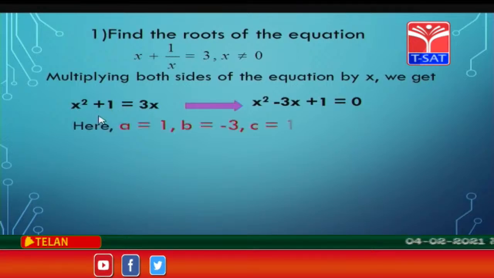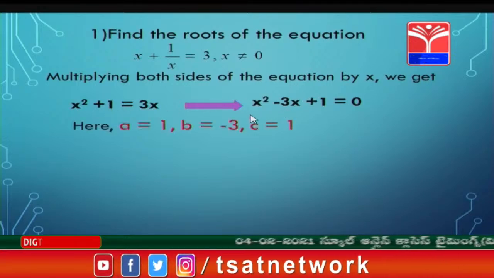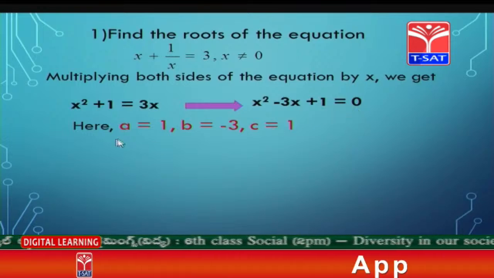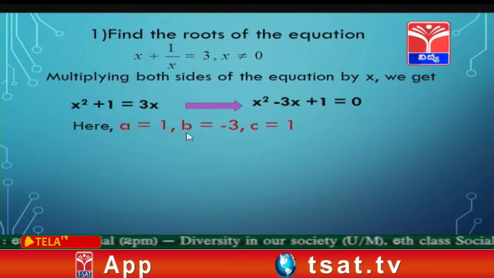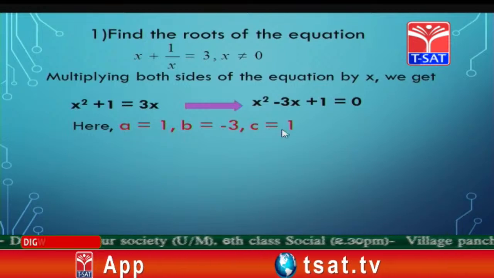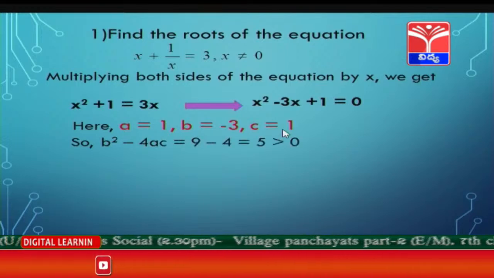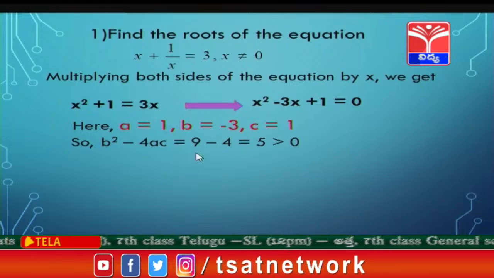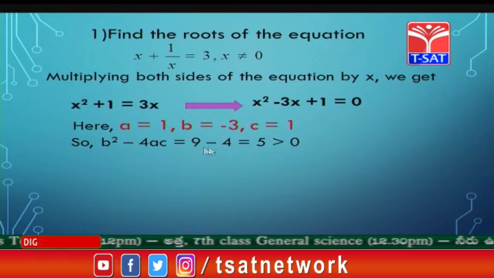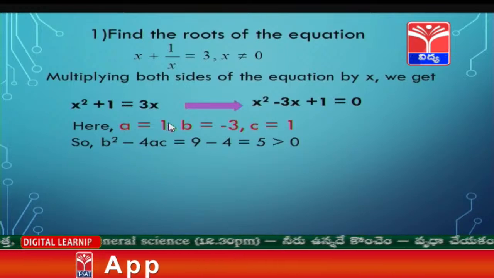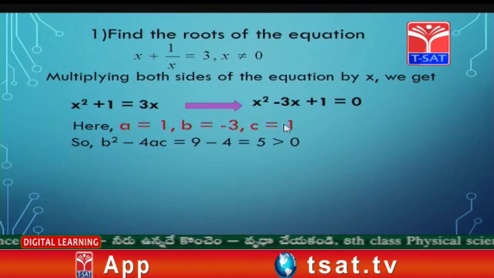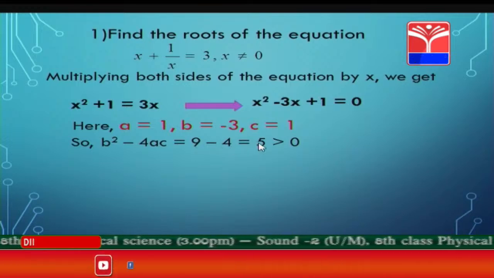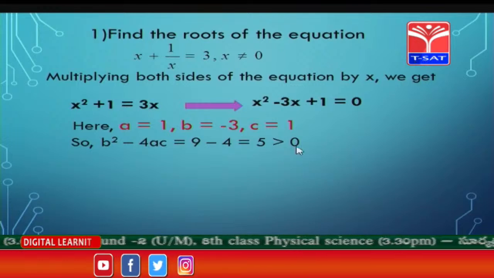Let us compare this equation x square minus 3x plus 1 is equal to 0 with the standard form of a quadratic equation. So, I get a value as 1, b value as minus 3 and c value as 1. Now, let us substitute in b square minus 4ac. I get b square as minus 3 whole square, which is 9, and 4ac as 4 into 1 into 1, which is 4. So, 9 minus 4 gives me 5, which is a positive number, therefore, it is greater than 0.